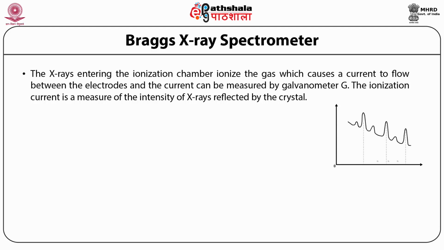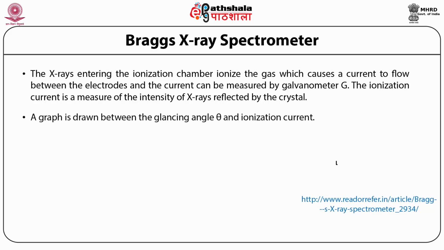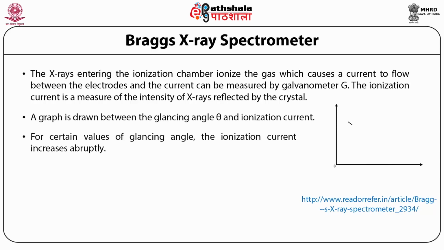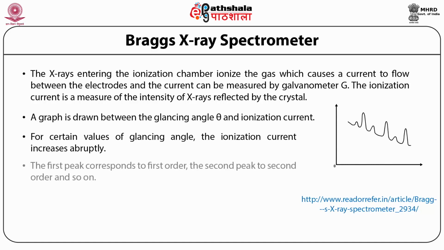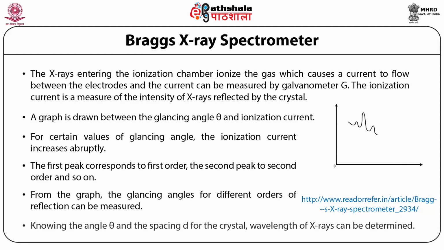The ionization current is measured for different values of glancing angle theta. A graph is drawn between the glancing angle theta and the ionization current. For certain values of glancing angle, the ionization current increases abruptly. The first peak corresponds to the first order, the second peak to the second order, and so on. From the graph, the glancing angles for different orders of reflection can be measured. Knowing the angle theta and the spacing d for the crystal, the wavelength of the X-ray can be determined.